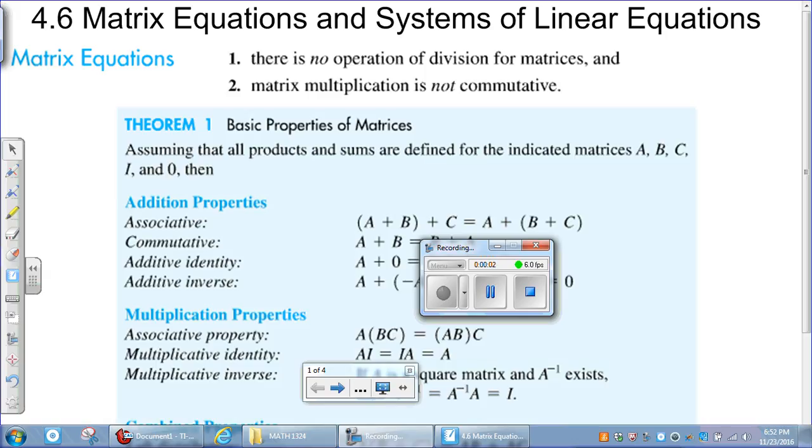This video covers section 4.6, matrix equations and systems of linear equations.